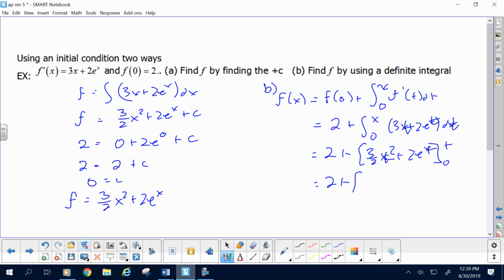2 plus, when I put an x in, I get 3 halves x squared plus 2e to the x. This is a mess now, sorry. When I put 0 in, I get 3 halves of 0 plus 2e to the 0. 2e to the 0 causes that to go away. And again, I have the same function. Be adept at both. They're both skills worth knowing.